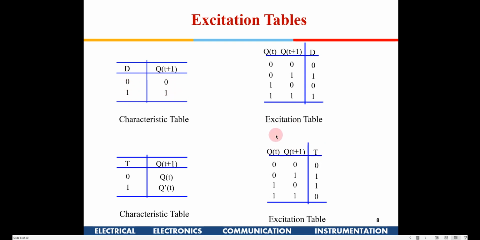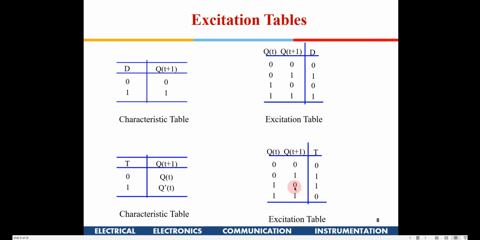Similarly, if you are using a toggle flip-flop, if you put 0, the previous state remains. If it is 1, then it will toggle the output. So based on these characteristics, the excitation table will change slightly, and accordingly the circuit also will change.